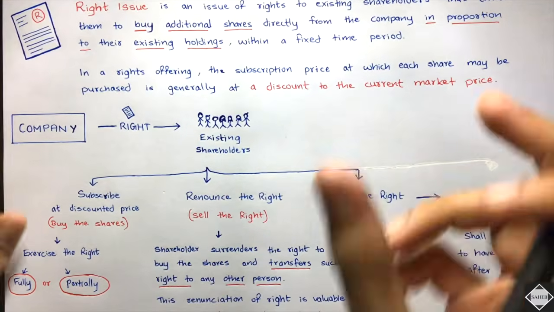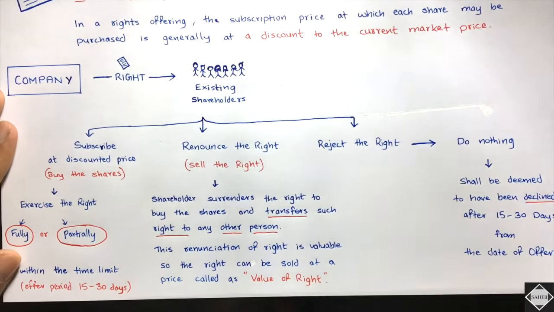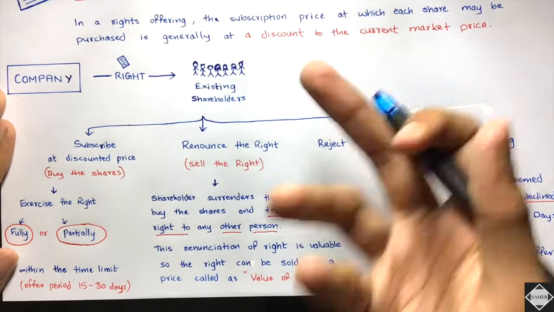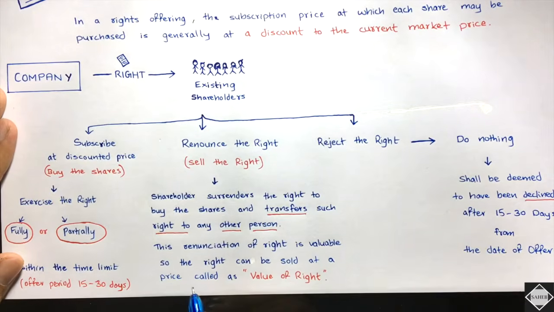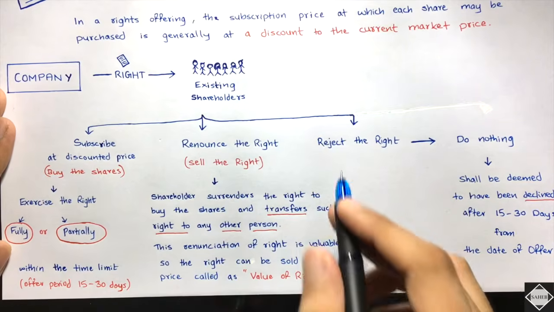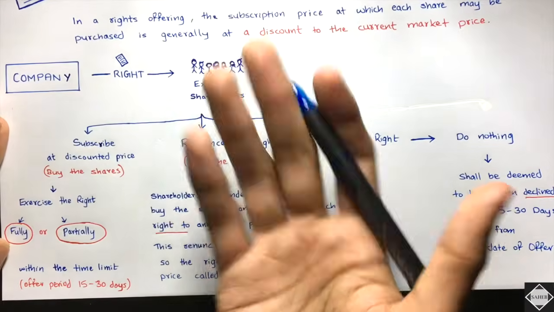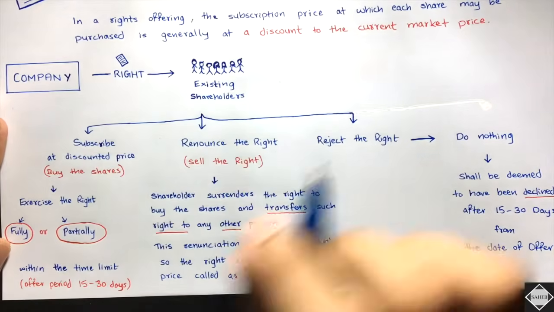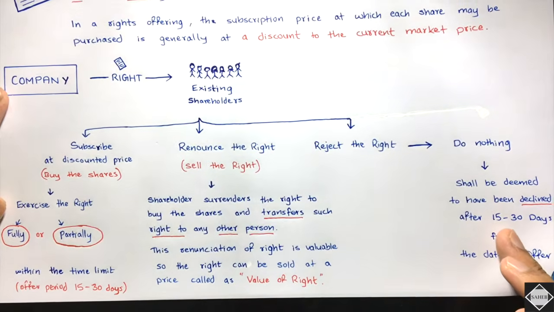Because of that discount benefit, that right has a value, and that value you have to calculate, and at that value you can sell the right. The right can be sold at a price called the value of right. We'll see now how to calculate the value of right. And the third option is to reject the right, do nothing, which shall be deemed declined after 15 to 30 days from the date of offer. Date of offer means the date mentioned in the offer letter, which will be received by each and every shareholder at the beginning of the rights issue. Fine. So this is the entire concept of rights issue.